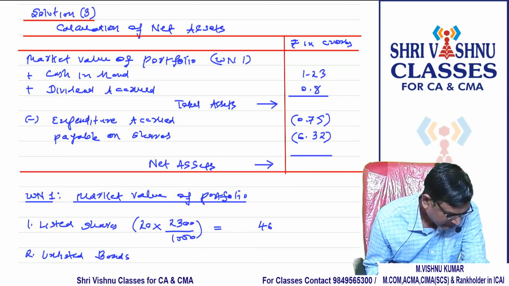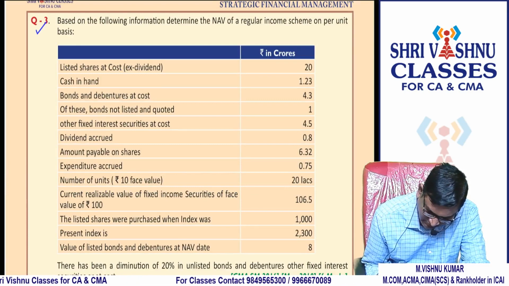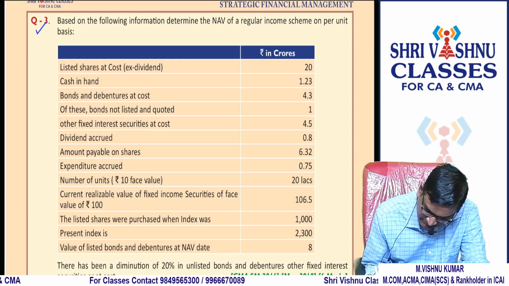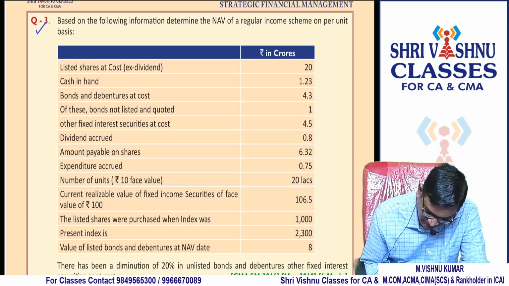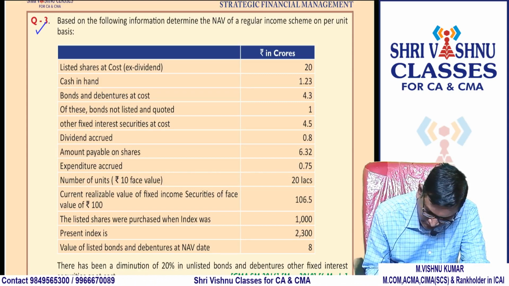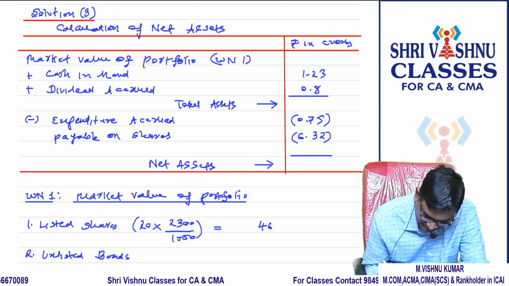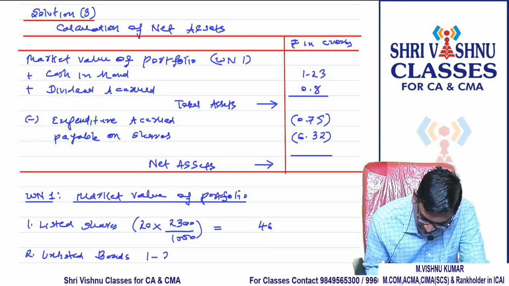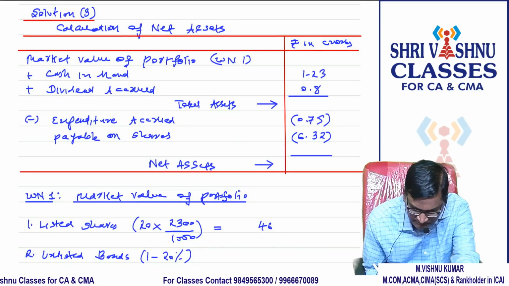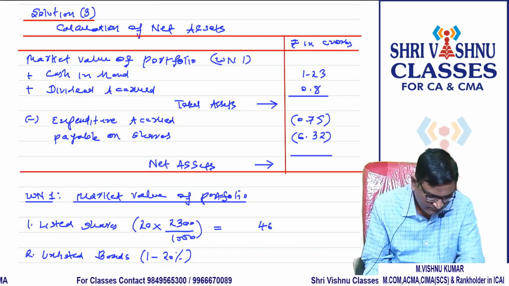Unlisted bonds. Here 20% diminution is taking place. Unlisted bonds and debentures. Of these bonds not listed and quoted 4.3. Bonds and debentures at cost 4.3. Of these bonds not listed and quoted 1. So from 1, minus 20%, unlisted bonds, 0.8.